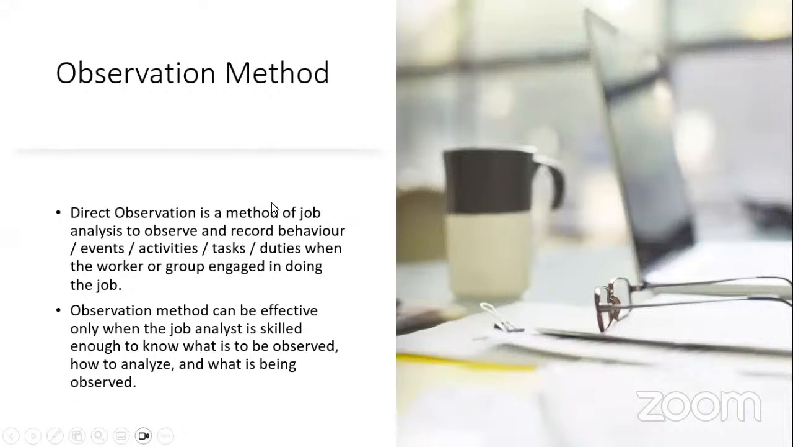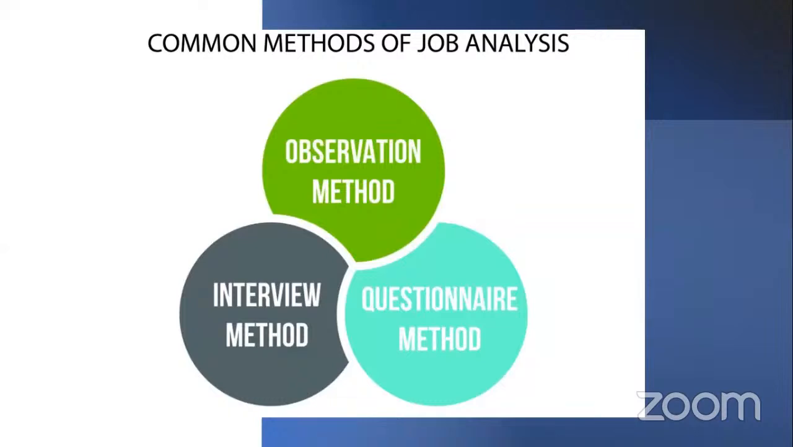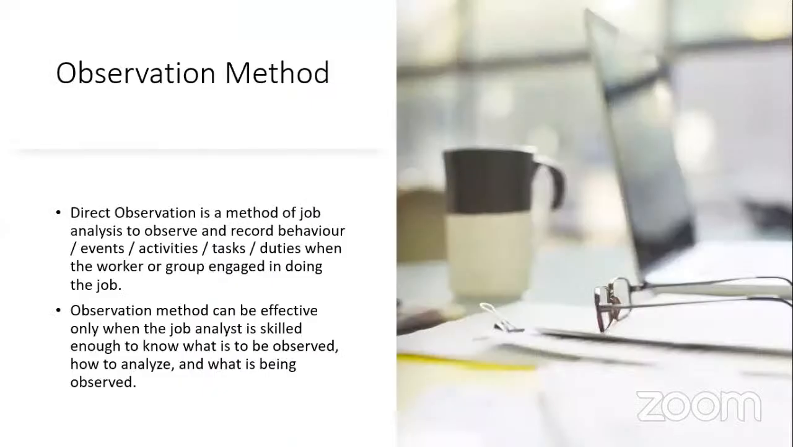Observation method. We have observation method, interview method, and questionnaire method. In observation method, these are the direct observations. Observation is a method of job analysis to observe and record behavior, events, activities, tasks, and duties when the worker or group is engaged in doing the job. All right, observation method can be effective only when the job analyst is skilled enough to know what is to be observed, how to analyze, and what is being observed.